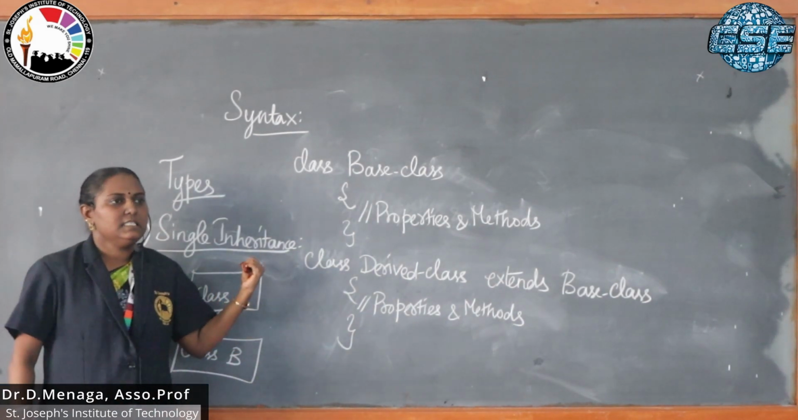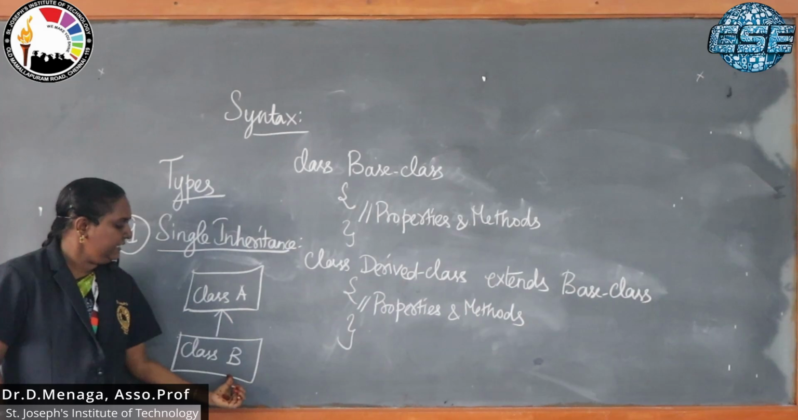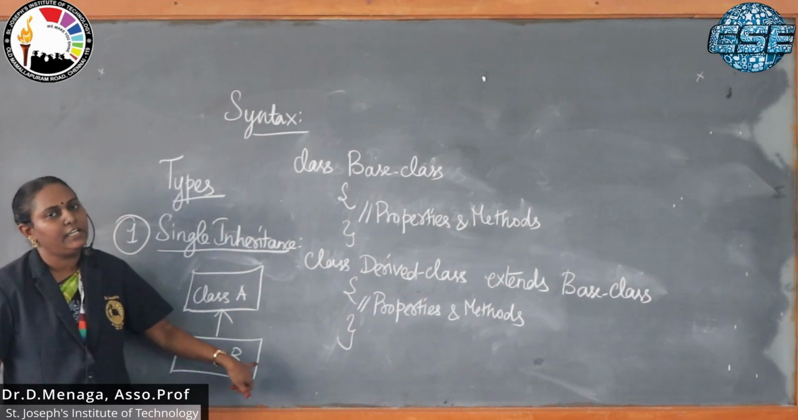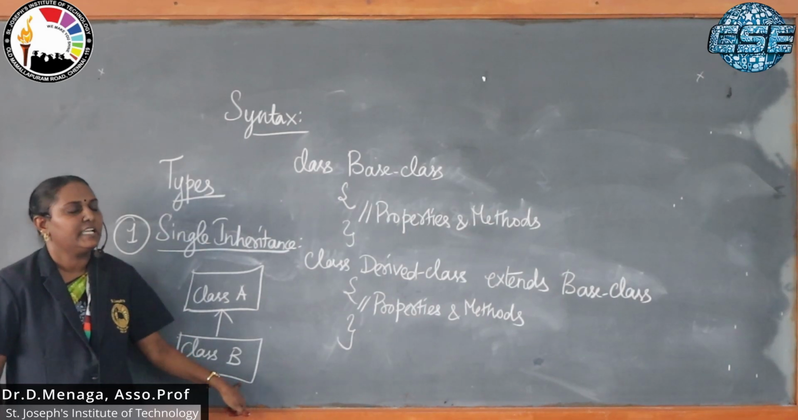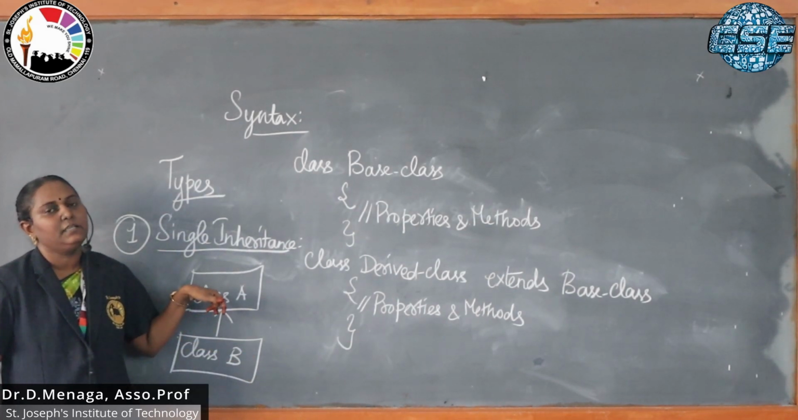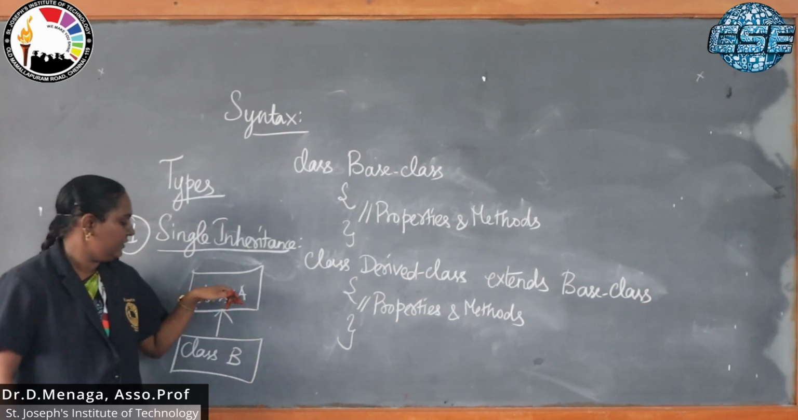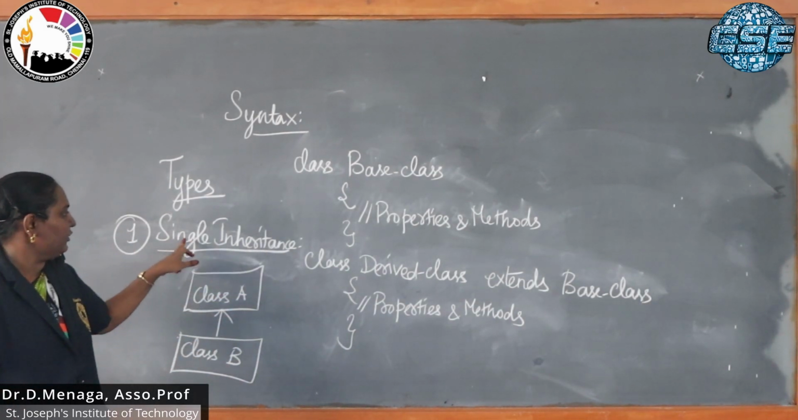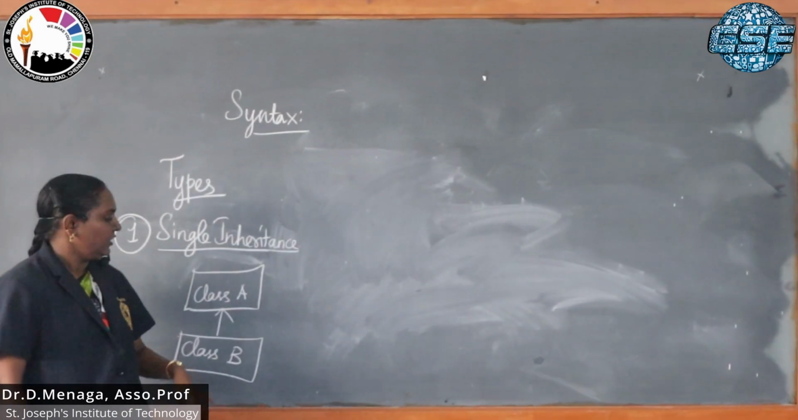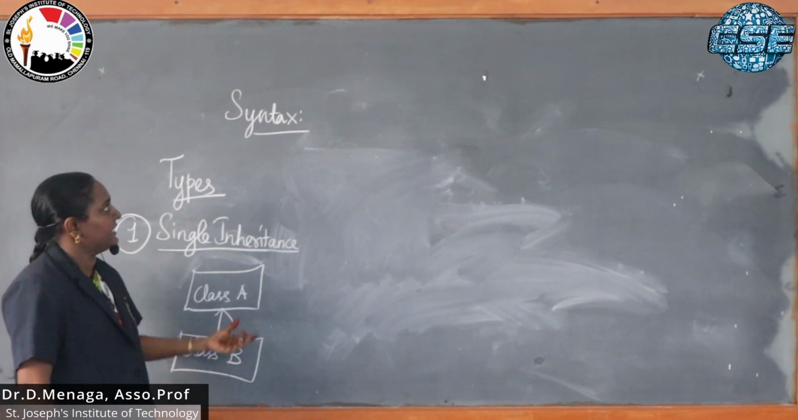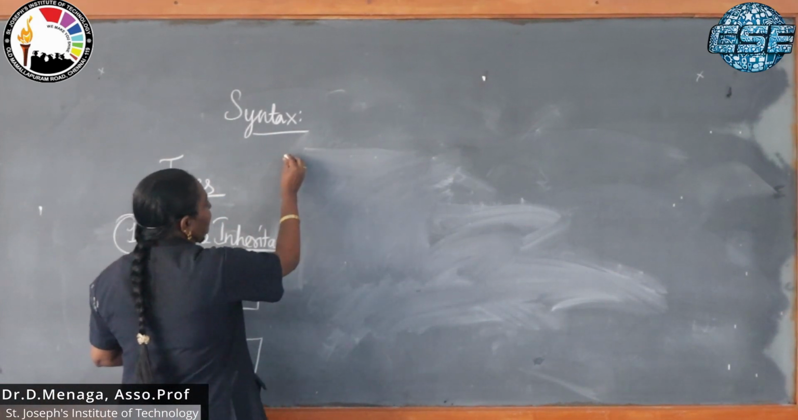You have a single base class and a single derived class. So here class B is nothing but your derived class or subclass or the child class, whereas class A is nothing but your base class or super class or parent class. Okay. So let us see the syntax of the single inheritance. So in single inheritance we have a single base class and a single derived class.